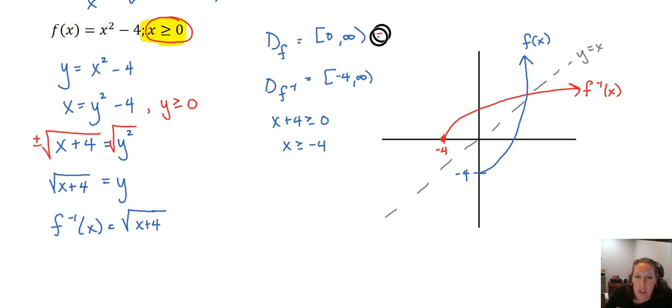And we do see, like we saw in the other one, the range of f inverse. On our f inverse, the red graph here, our range is going to be from 0 to infinity. And on our original function, f of x, the blue graph here, our range starts at -4 and goes to infinity.